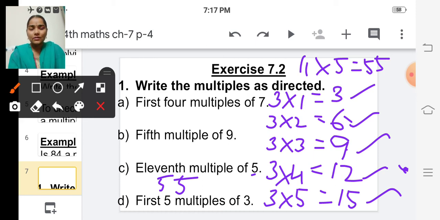Okay. So they have asked first 5 multiples, isn't it? So we have to multiply this 3 by 1, 2, 3, 4 and 5. Okay. So we got 3, 6, 9, 12 and 15 are the first 5 multiples of 3.